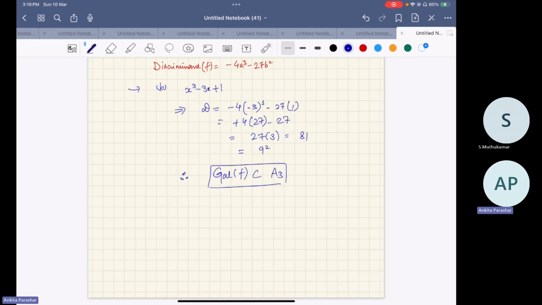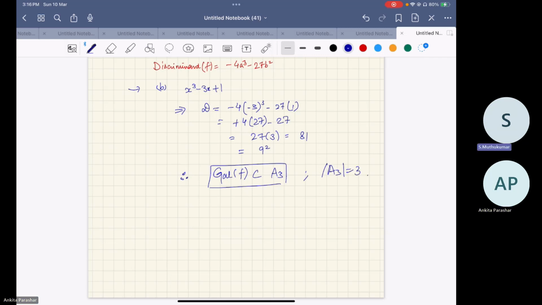Is the group equal to A3 or just contained in A3? Can you say something about that? A3 consists of 12 elements? No, S3 has 6 elements, so A3 has 3 elements. Yes, A3 has 3 elements. Exactly.